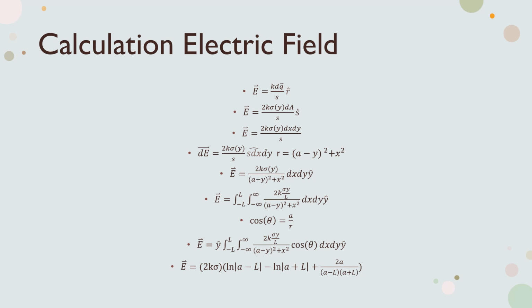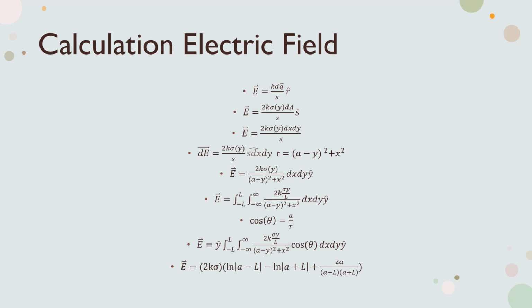For the first part of this project, we were asked to calculate the electric field. To start, I used our electric field formula, which is equal to k dq over s in the r hat direction, where k is going to be a constant. Then I knew that dq was equal to sigma of y dA from one of the formulas in the equation slide. Then I plugged that in, so I got 2k sigma of y dA over s, and then it would be in the r hat direction.